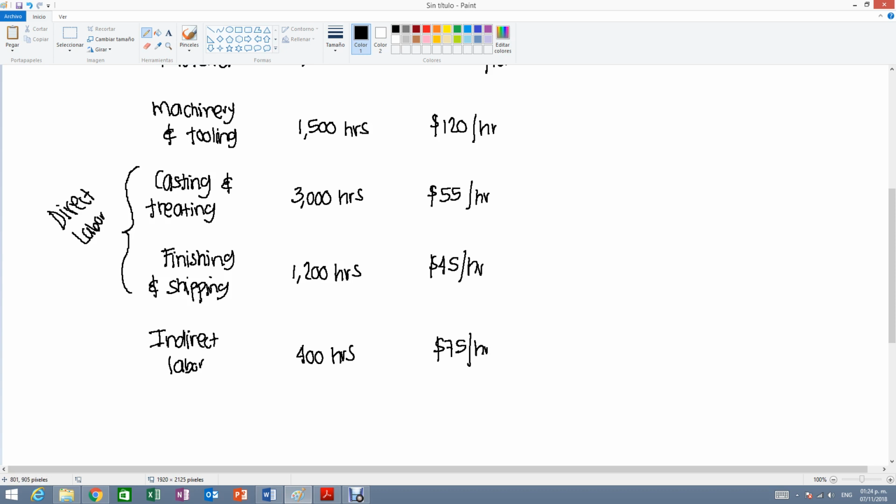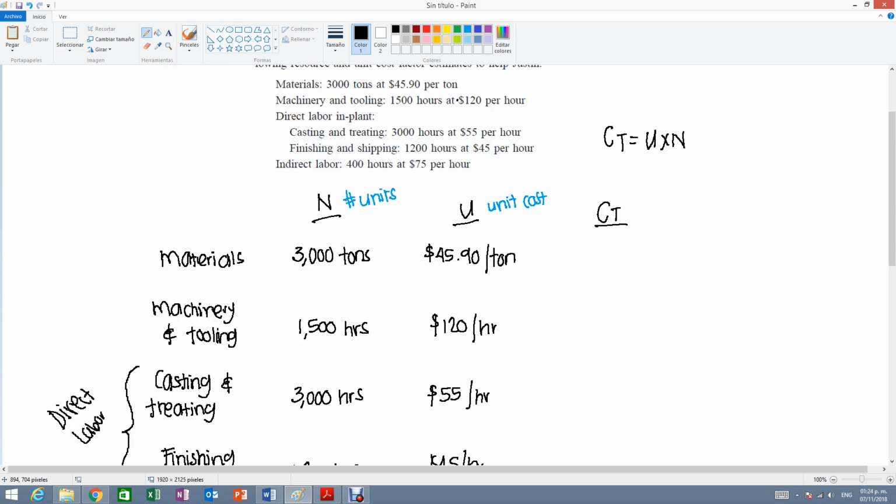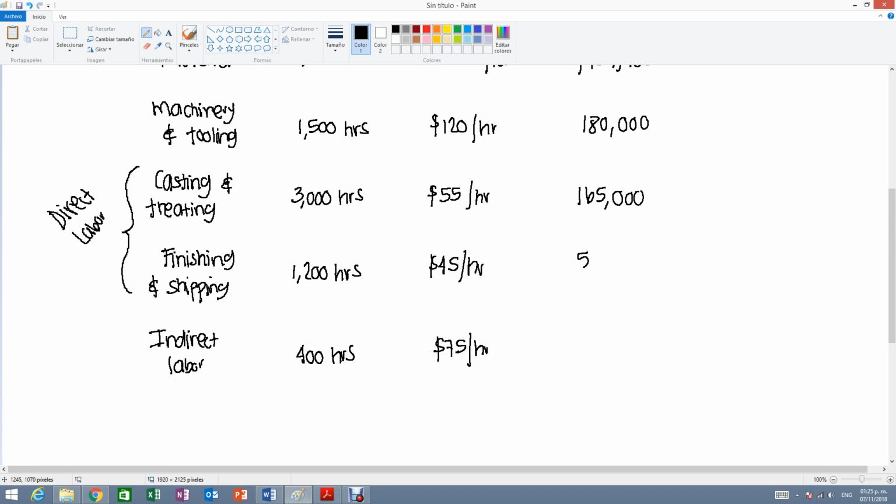In one of the upcoming examples, we will learn how to calculate the total time required in a project. Now all we need to do is multiply these two amounts. For the first one, it's going to be 137,700. For the next category, 180,000, then 165,000, then 54,000, and 30,000. Now here we only have the total cost per item or per category.